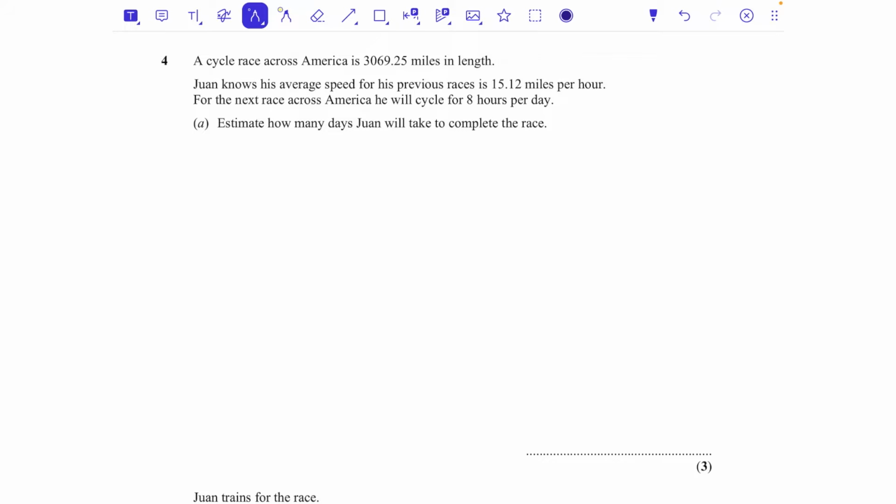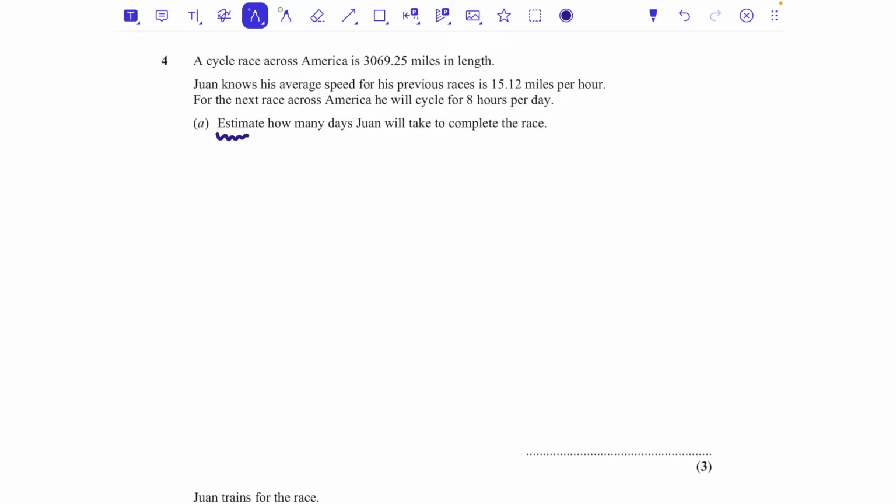Question number 4. A cycle race across America is 3,069.25 miles in length. Joan knows his average speed for his previous races is 15.12 miles per hour. For the next race across America, he will cycle 8 hours per day.